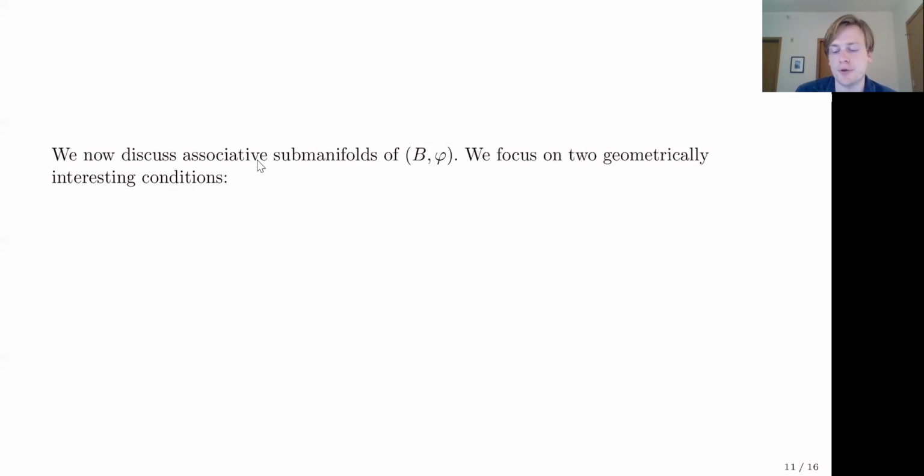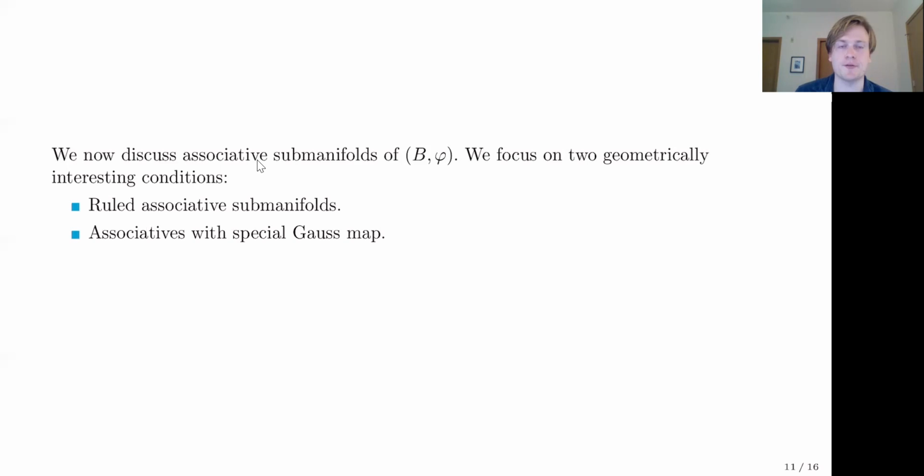What we do is we impose two geometrically interesting conditions and then study the submanifolds that satisfy these conditions. The first is we study ruled associative submanifolds. And the second is we're going to study associative submanifolds that have special Gauss map. Okay, so we'll begin with the ruled associatives.